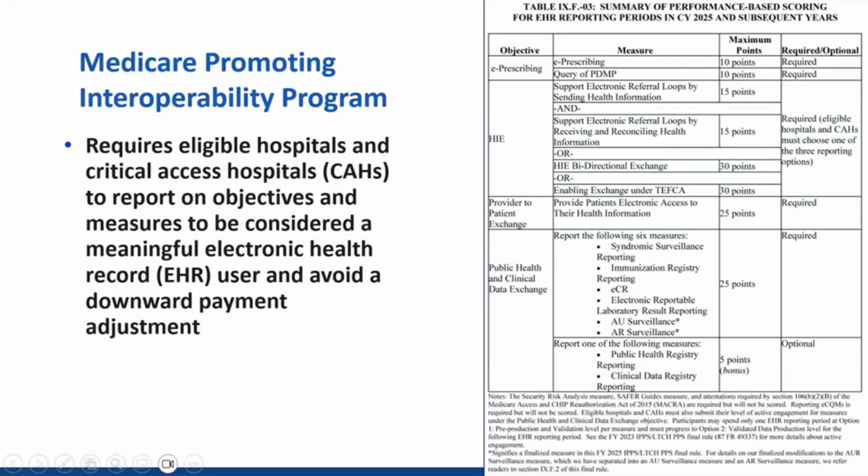As a quick overview, the Medicare Promoting Interoperability, or PI program, requires eligible hospitals and critical access hospitals to report on objectives and measures to be considered a meaningful electronic health record, or EHR user, and to avoid a downward payment adjustment. This slide shows the scoring table for objectives and measures for this year, which is calendar year 2025. You can see that many of the measures are included in this program; your hospital is likely reporting many other measures in addition to AUR reporting as part of participating in the PI program.